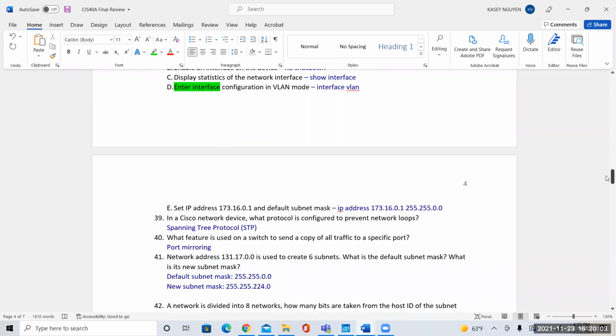Network address 131.17.0.0 is used to create 6 subnets. What is the default subnet mask? What is its new subnet mask? So the default subnet mask, because it's class B, will be 255.255.0.0. And the new subnet mask will be 255.255.224.0. And practice, right, the handbook that I gave you for subnetting, and also look at my notes for that chapter.